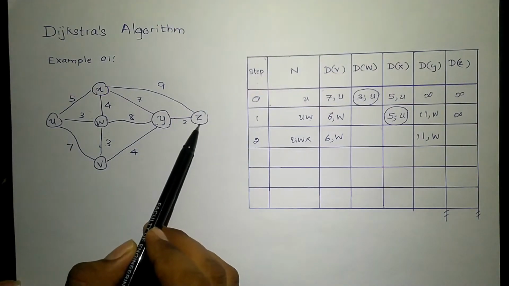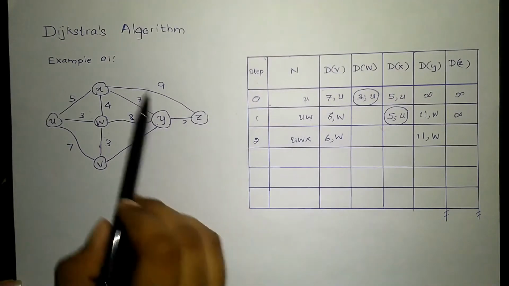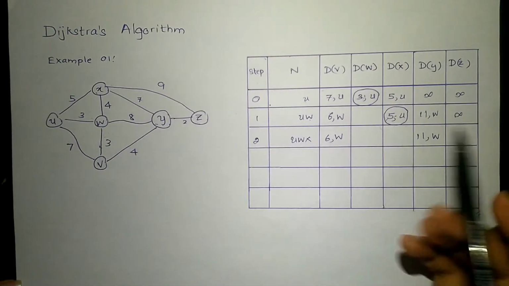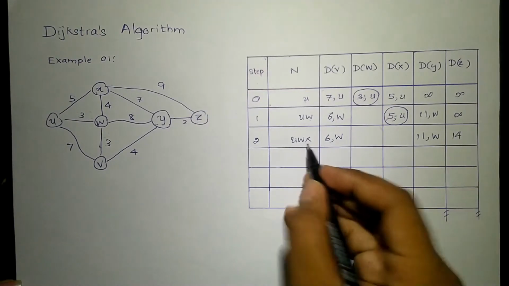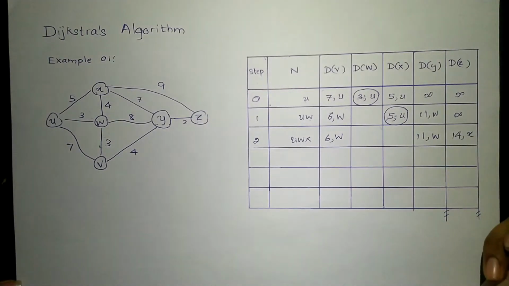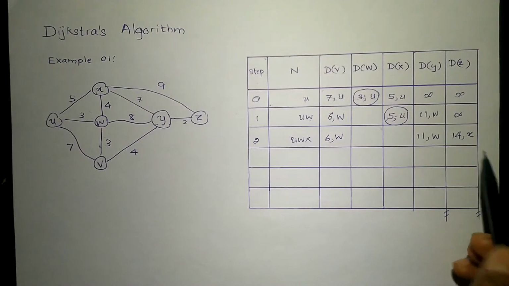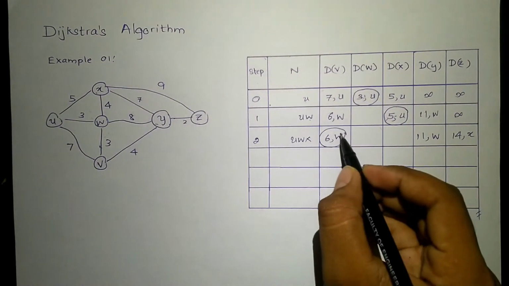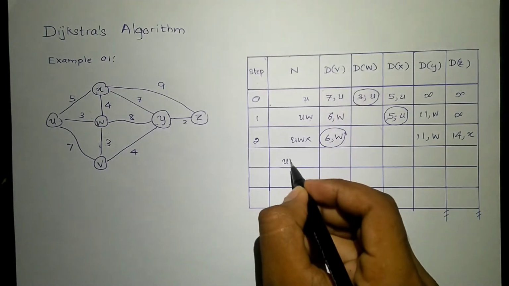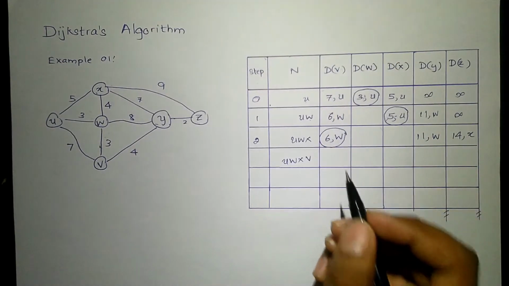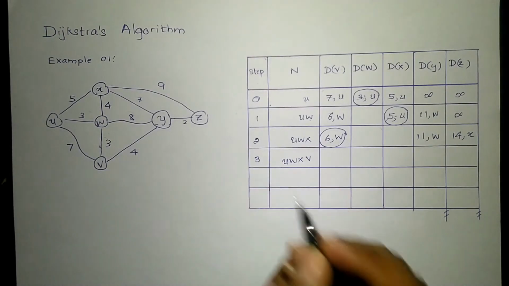XZ, there is a direct connection. Here you go, we add the value here to this value and write 14x. Now all the infinity marks are gone. As I said previously, now we need to consider the lowest value again. Here 6, 11, 14. So 6 is the lowest value, here v. So we write u, w, x, v. And it's our third step.